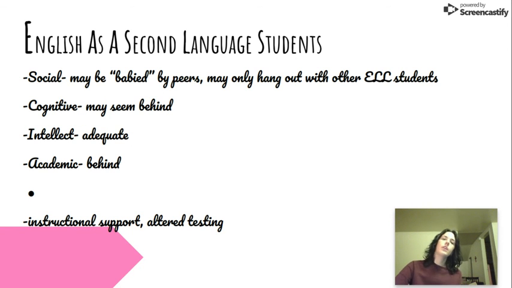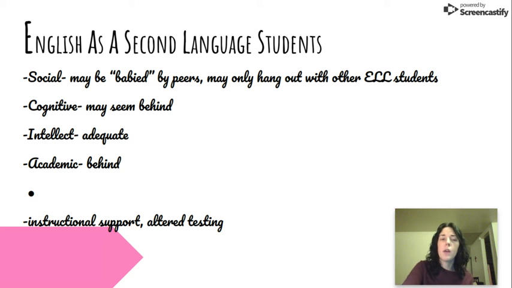So children that are English as a second language, socially they might be babied by peers because their peers might think, oh, they're behind, they need my help, things like that. As a teacher, I should try to break this up as much as possible because it can be demeaning. And these children might, for the most part, hang out with other English language learners.